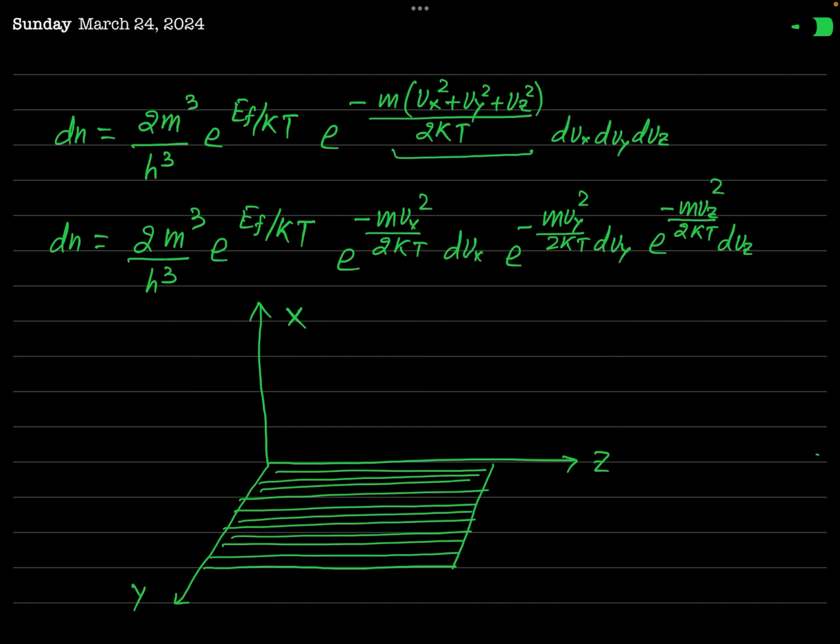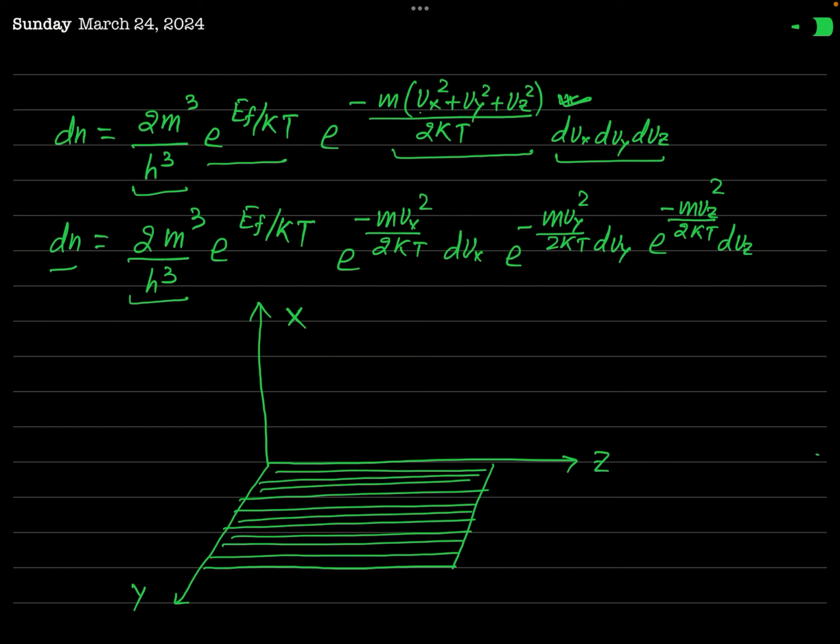So dn now becomes 2m cube over h cube times e to the power ef by kt times e to the power minus m times (vx square plus vy square plus vz square) divided by 2kt. Okay, and this factor is at h. Okay, now let us write this equation in a symmetrical manner.